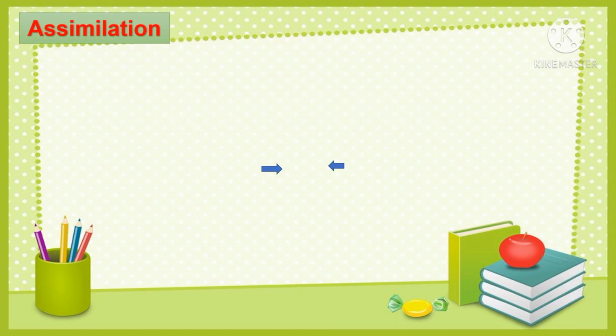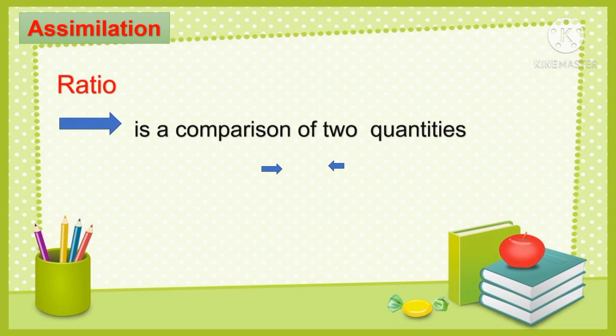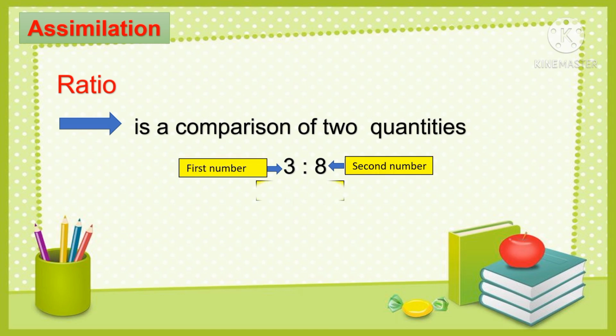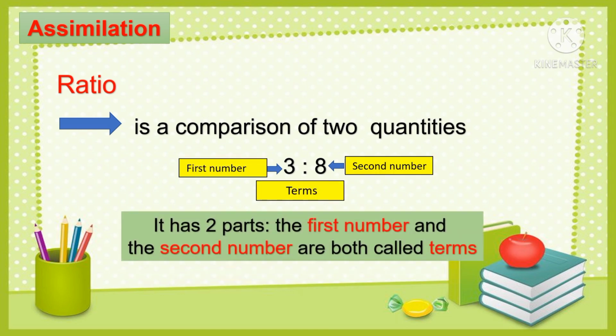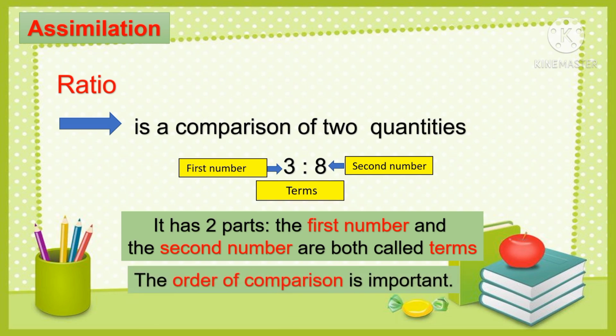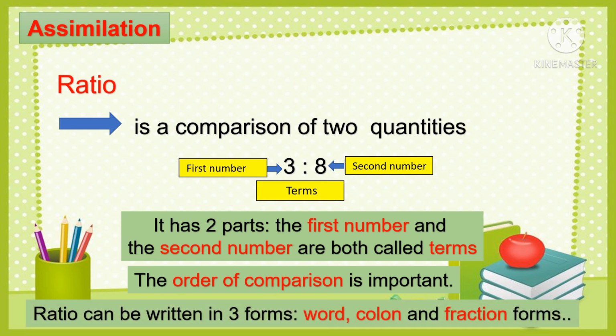Let's see if you really understand the lesson. What is ratio? Ratio is a comparison of two quantities. It has two parts. The first number and the second number are both called terms. The order of comparison is important. What are the ways of writing ratio? Ratio can be written in 3 forms: word, column, and fraction forms.